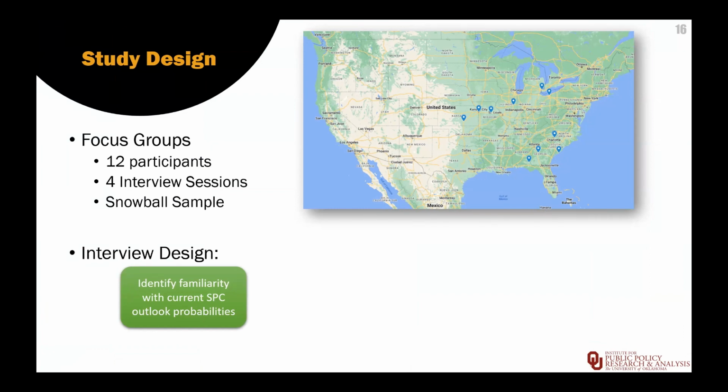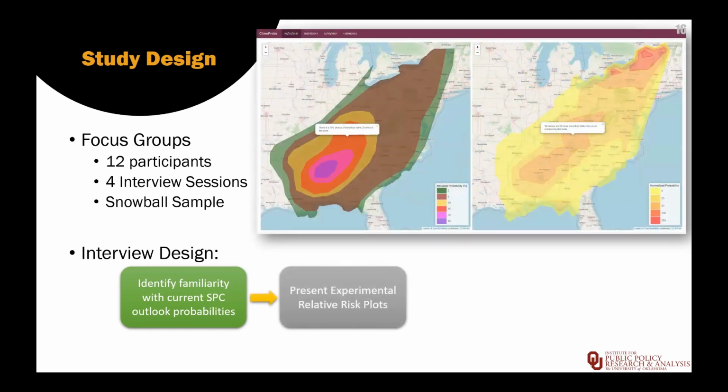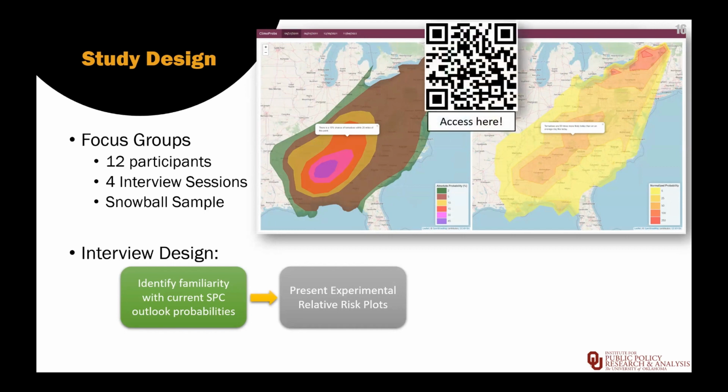We first asked the broadcasters to identify their familiarity with the current SPC outlook probabilities. We then presented this incredible little viewer that Joe helped build that presents experimental relative risk plots right next to absolute risk plots. Broadcasters were able to zoom in on these and check things out, and it was a really nice interactive way for them to hone in on areas they might be interested in to understand the relative risk in those places. If you, dear audience, want to look at these, I have a handy dandy QR code here that you can use. Just keep in mind, if we all log on to it at the same time, it's definitely going to explode. So it might be the kind of thing where you save it and look at it later.